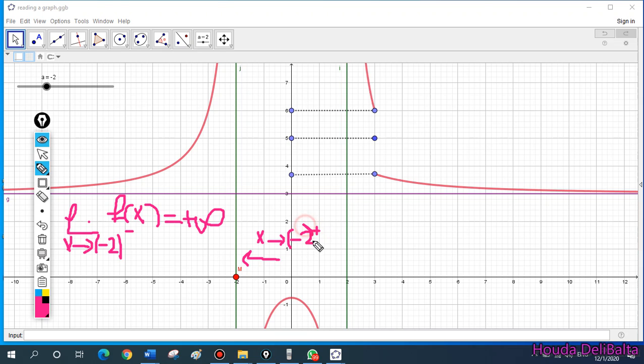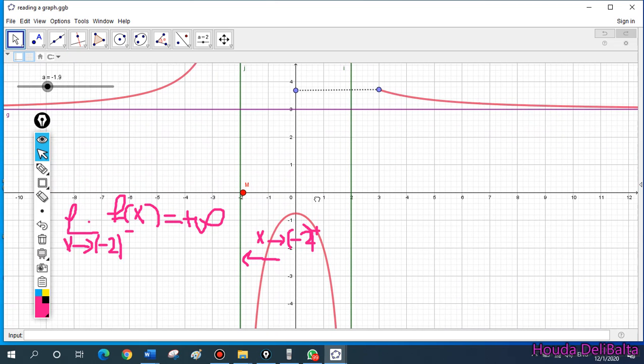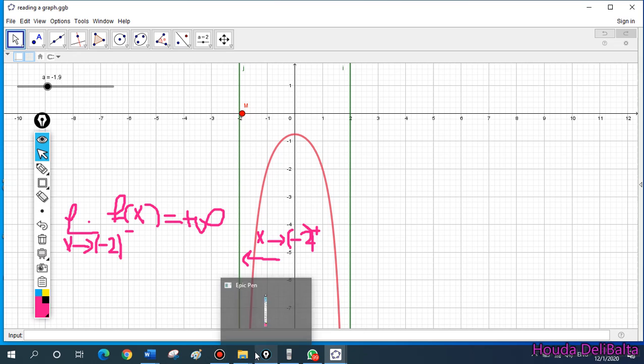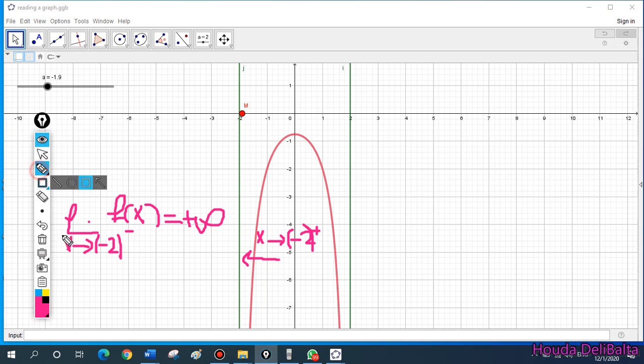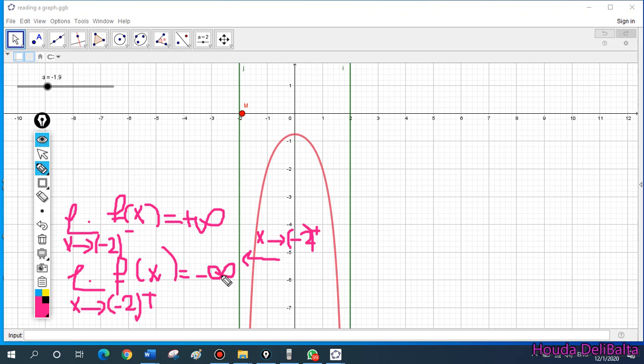It's going to -2 from the right, and again we use the slider, so notice it is -1.75, -1.8, -1.9 until it reaches -2. So that's what we mean by x tends to -2 plus, approaching -2 from the right. Let's see what's happening to the curve. The curve is going downwards. That's what to write now: the limit as x tends to -2 plus of f of x is equal to minus infinity. Again, regardless of the sign.